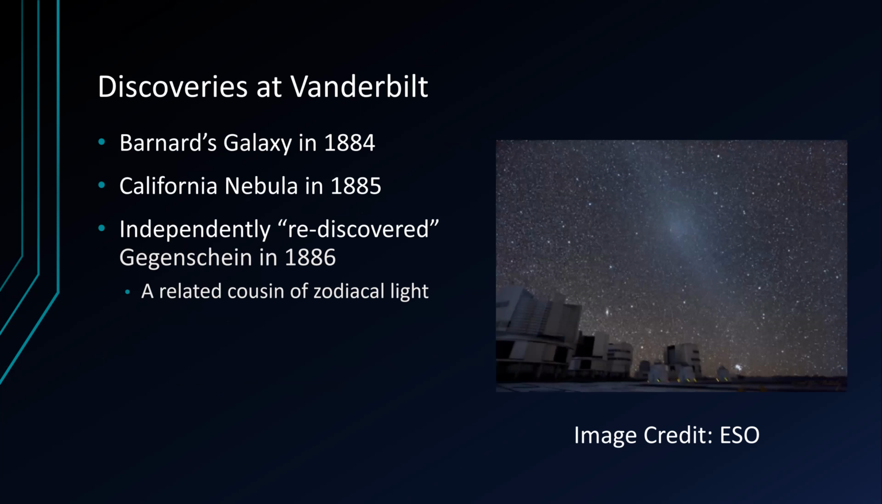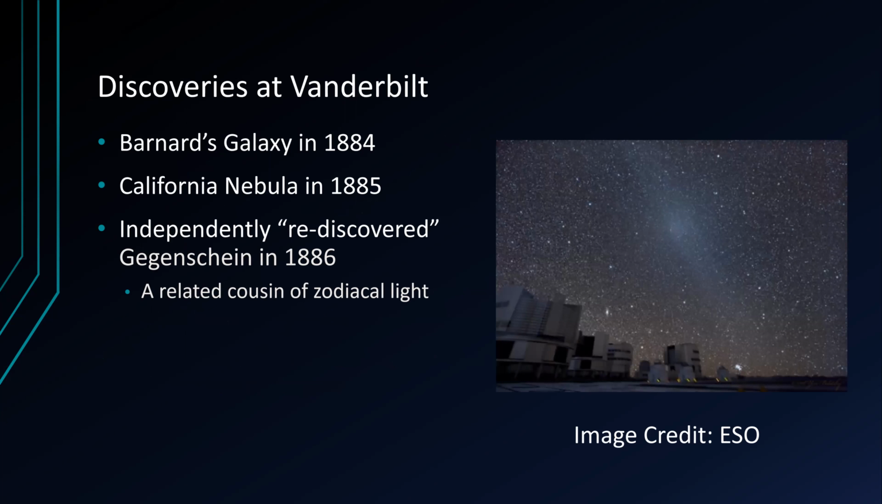So during his several years at Vanderbilt, I think 83 to 87 was when he officially left, over a 4-year period, he discovered a couple of prominent objects. There's a lot more in here, just some of the ones that we might recognize. He discovered what's now named after him, Barnard's galaxy, which I don't have a picture of handy. He also discovered the California Nebula.